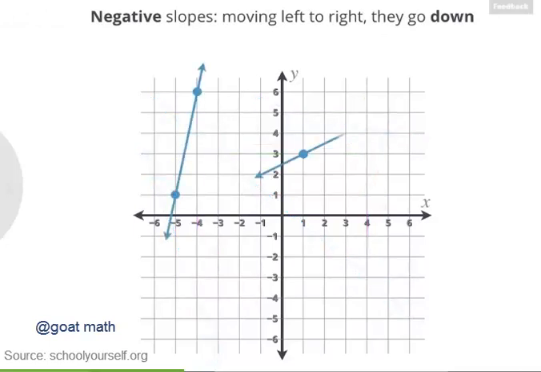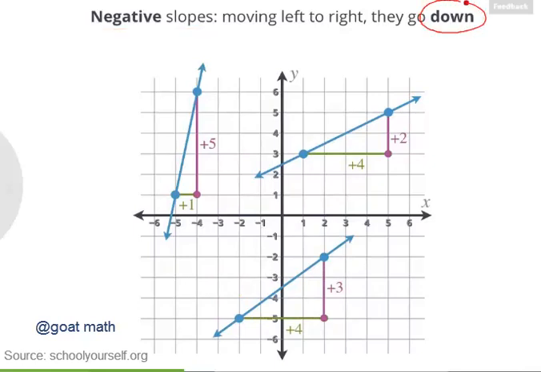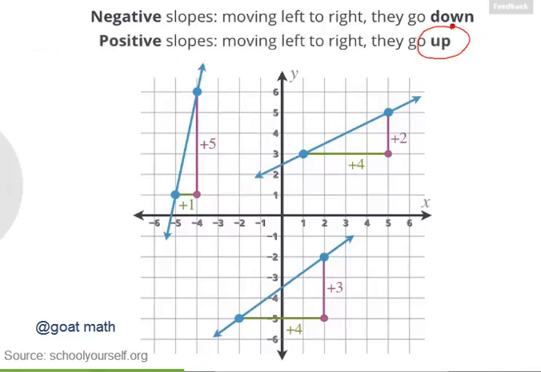Now let's draw some lines with positive slopes. For this line, as we move +1 horizontally, we're moving +5 vertically. For this line, it's +4 horizontally and +2 vertically. And for this line, it's again +4 horizontally and +3 vertically. So while negative slopes go down as you move from left to right, positive slopes move up as you go from left to right. In other words, positive slopes all run from the bottom left to the top right.